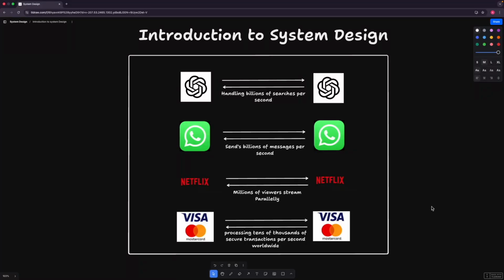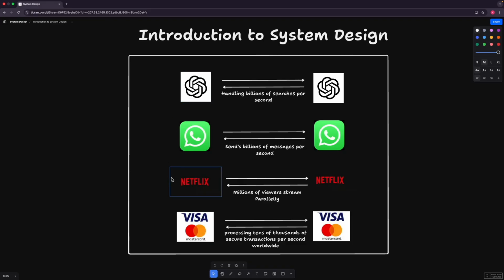I welcome you all to this interesting series on system design. In this series, we'll be touching upon many technologies that are being used to build these kinds of robust and scalable systems. We'll be discussing what these technologies are about, how they are used, and how they are interconnected to build these kinds of robust and scalable systems.